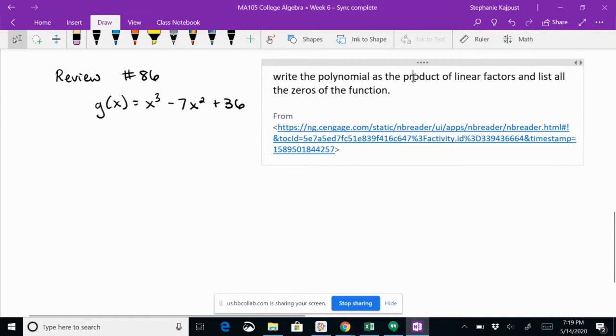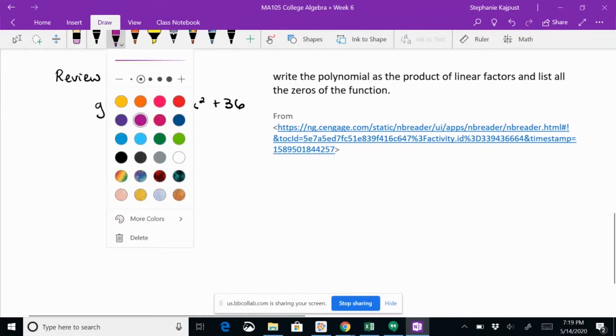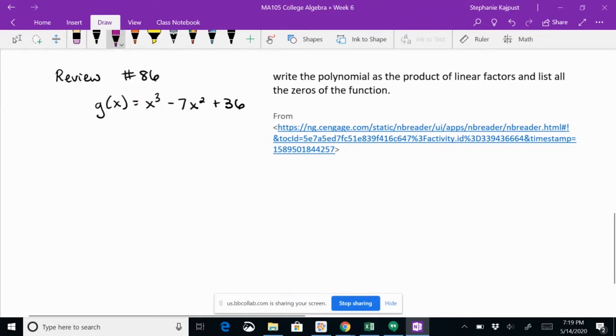And when you don't have a starting point, when it doesn't tell you where to start in order to factor, you basically have to do guess and check. And we base those numbers off of the choices from the rational zero theorem. So the first thing that I always do is use the rational zero theorem so that I know where I should start guessing.